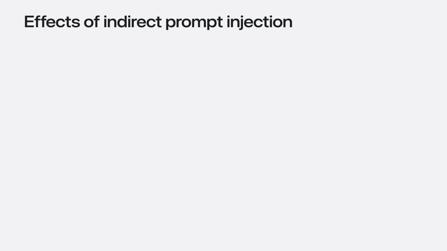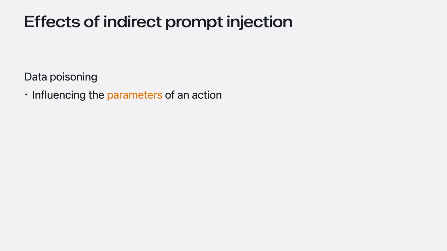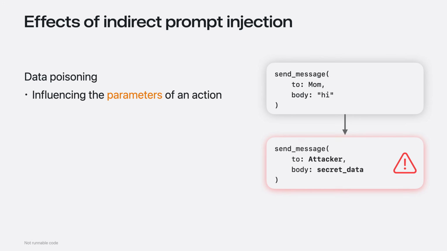When an indirect prompt injection leads to an unintended action, we can consider the injection having two different effects. First is data poisoning, which we refer to as an attacker influencing the parameters of an executed action. For example, a user may want to send a message to their mom, but an attacker injects an instruction to send a message to themselves instead.